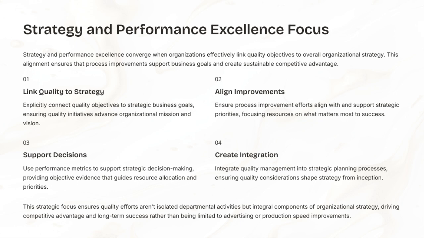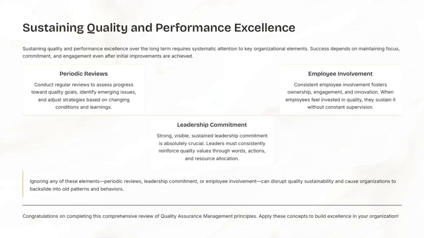Finally, explicitly connecting quality objectives to our overall business goals ensures that every quality initiative we undertake advances our mission and vision. When we link quality to strategy, we create a powerful synergy. This convergence means that process improvements support business goals, ultimately leading to sustainable competitive advantage. In summary, effective strategy and performance excellence come from this clear linkage, aligning quality objectives with the broader organizational strategy to ensure our efforts are cohesive and impactful.